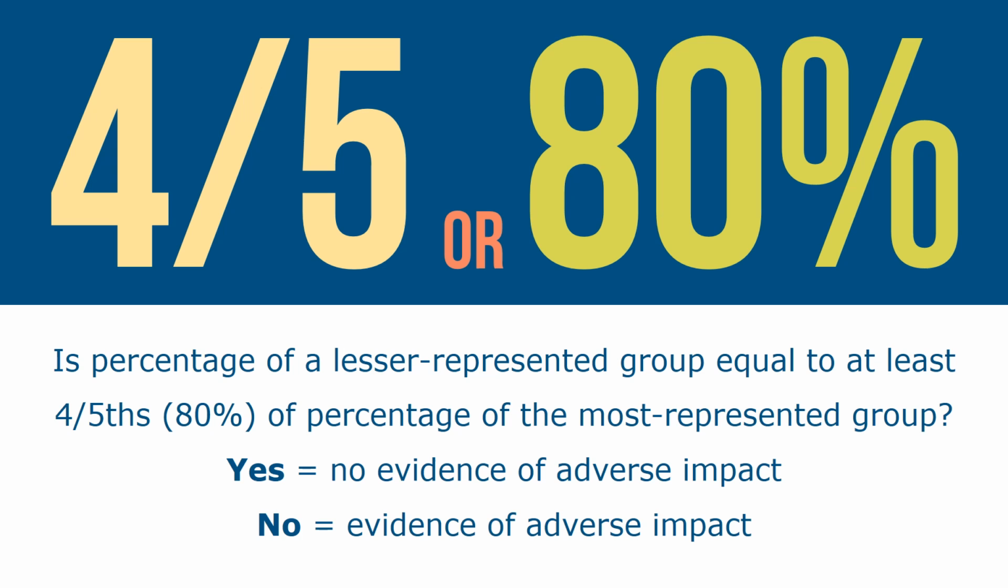So we must always ask the question, is the percentage of a lesser represented group equal to at least 80% of the percentage of the most represented group? If yes, no evidence of adverse impact exists. If no, evidence of adverse impact in fact exists.